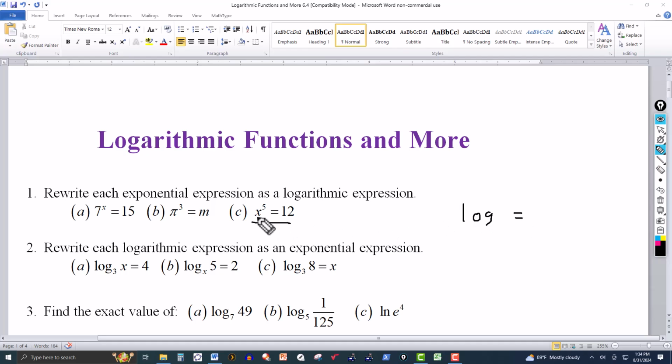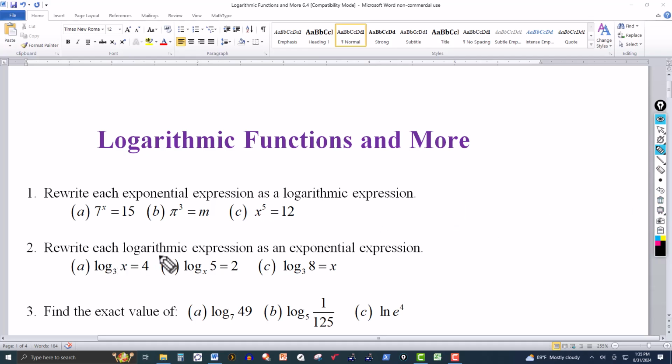And then the base for this one is x, so this will go here. The exponent is the logarithm, that's on the right. The other expression goes here as the argument. So to check it, 12 has to equal x to the 5th. And that's what we have here. That's the answer to part C.